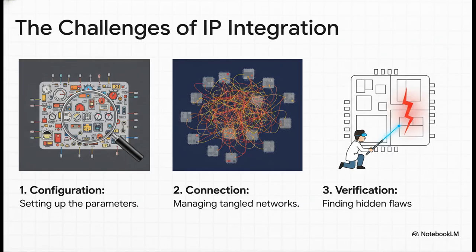First off, each IP block has countless parameters that have to be configured perfectly. Second, connecting hundreds of these blocks requires a really sophisticated on-chip network. But honestly, the single biggest hurdle is verification, making sure this massive integrated system of independent parts actually works together flawlessly. That is a huge task.